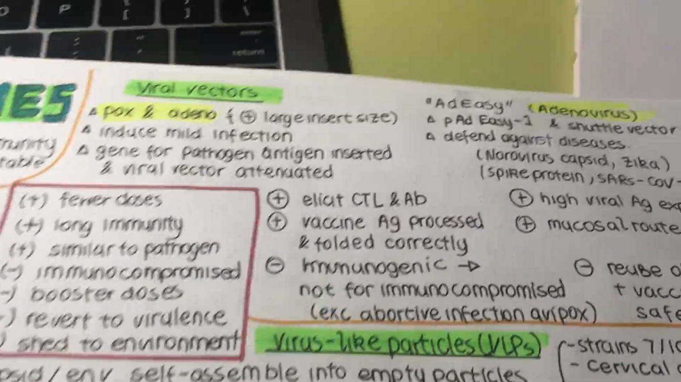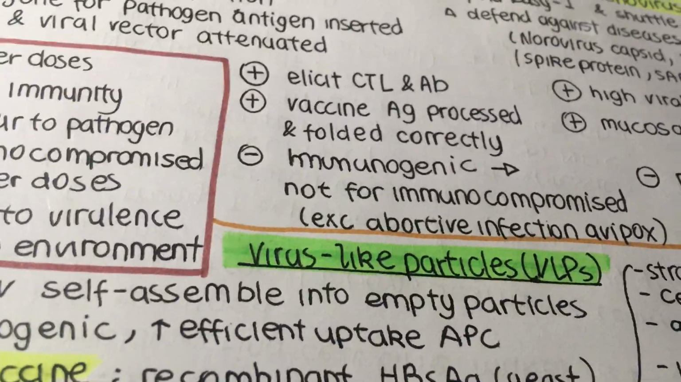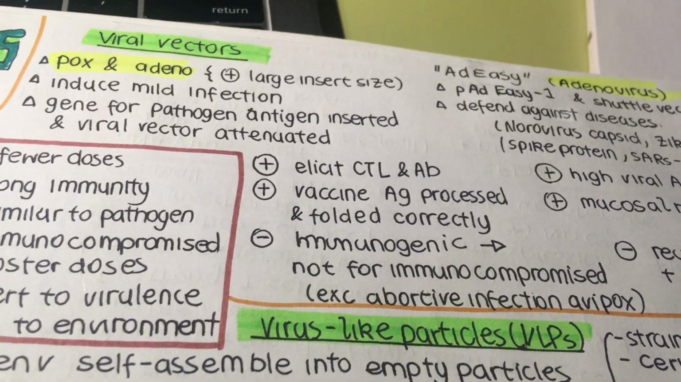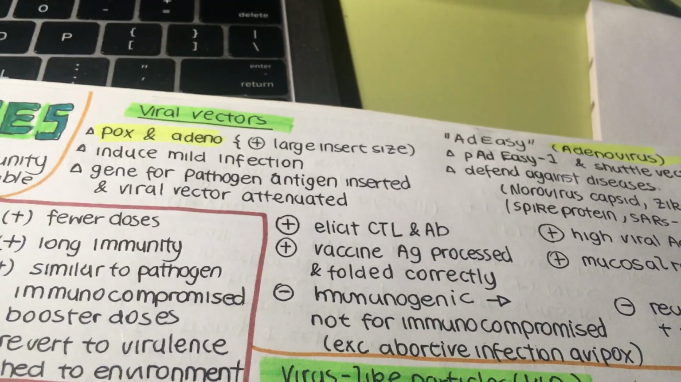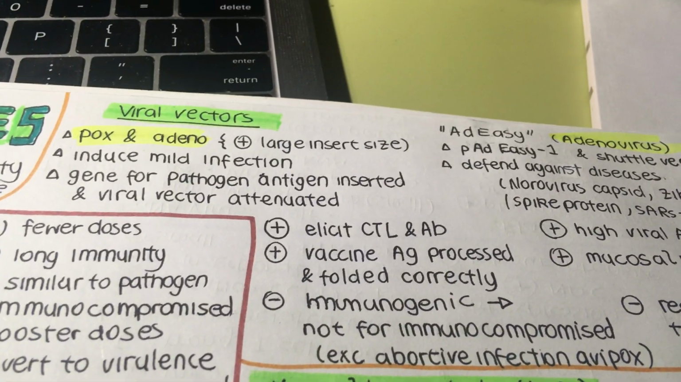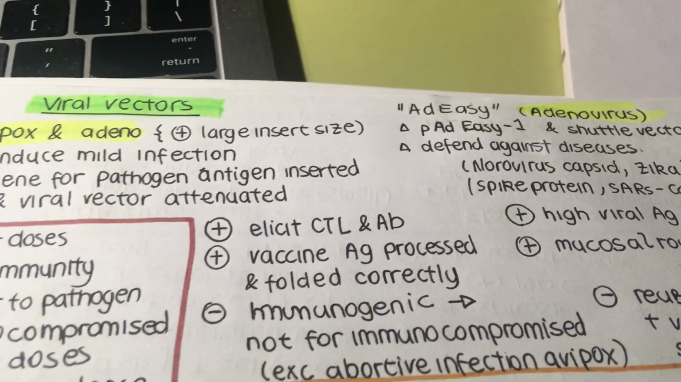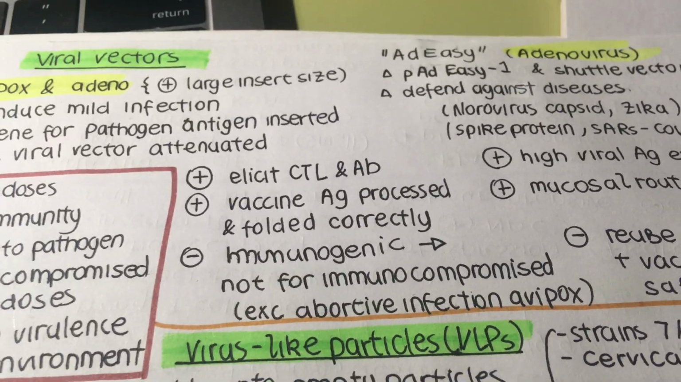And the viral vectors must also be attenuated. A common one used from the adenovirus is called AdEasy, and it basically allows a shuttle vector containing the pathogen antigen to be inserted. This has been shown to be effective in the protection against Ebola. You also have some flavivirus vectors being used as well, and they are quite useful too.